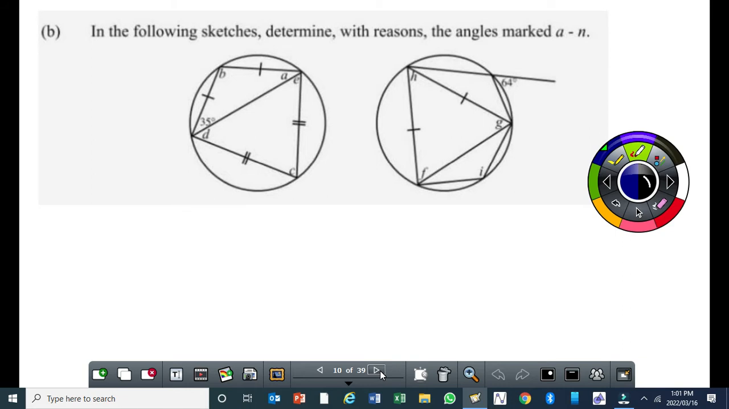Further application. In the following sketches, you need to determine, with reason, the angle marked 8. I just took a screenshot of these two diagrams, but be aware that there were others. These questions are from the Mind Action Series, just for interest's sake.